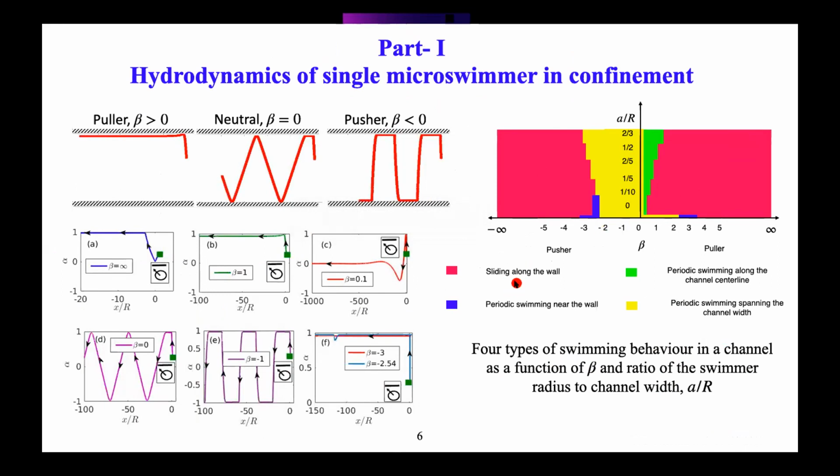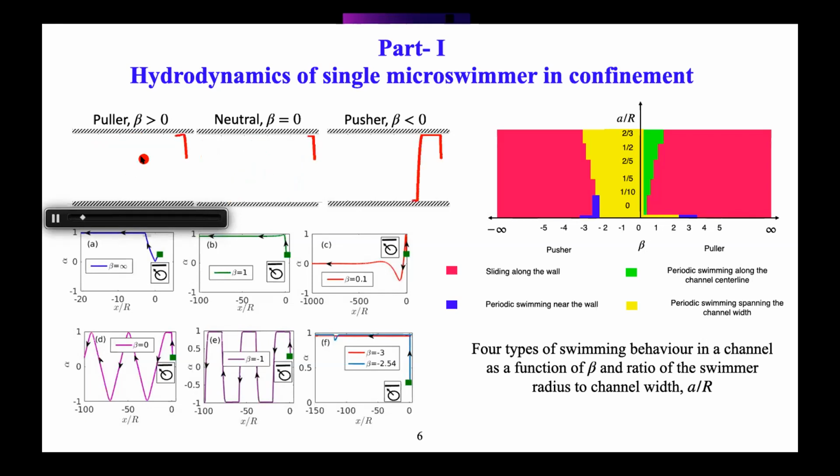And the first behavior that we observed is sliding along the wall, which is represented using this red color region here. And as you see in this video, the sliding along the wall is observed in the case of strong pushers and strong pullers. That is for large negative betas and large positive betas. There, if you look at this video, you can see that a puller swimmer would go to the nearest wall and start moving along the wall. This is called sliding along the wall behavior.